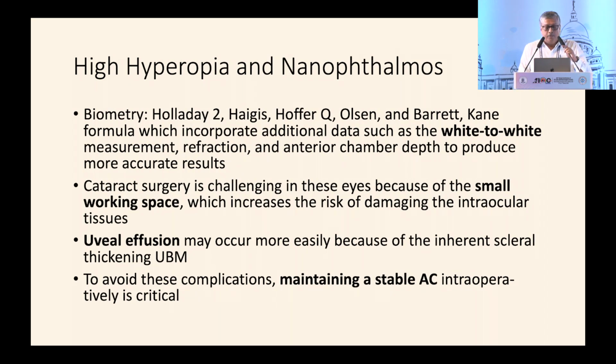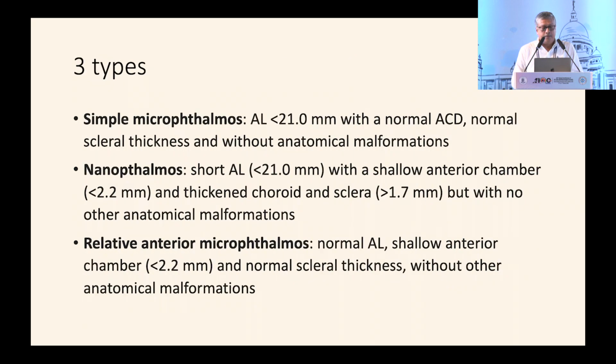Now coming to high hyperopia and nanophthalmos: Holladay 2, Haigis, Hoffer Q, Olsen, Barrett, Kane, which incorporate additional data such as white to white measurement, refraction, anterior chamber depth to produce more accurate results. Cataract surgery is challenging in these eyes because of the small working space, which increases the risk of damaging the intraocular tissues. Uveal effusion may occur more easily because of inherent scleral thickening, which can be detected in UBM prior to taking the patients for operation. To avoid these complications, maintaining a stable anterior chamber intraoperatively is very, very critical.